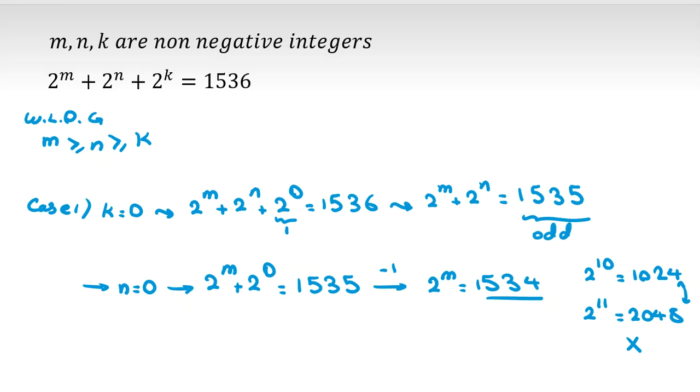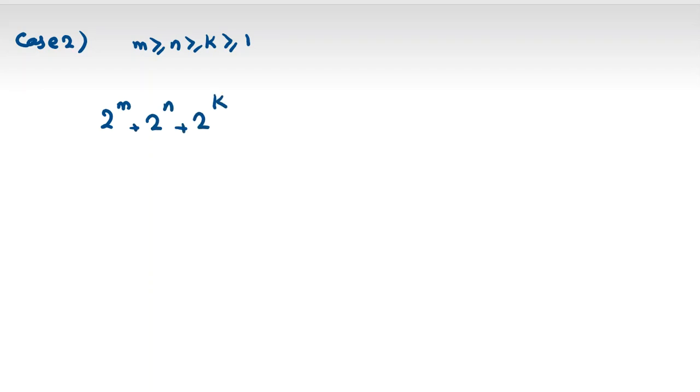Now let's focus on case 2, in which k is not 0. So in case 2, we can say, for example, m is greater than or equal to n, greater than or equal to k, and k is greater than or equal to 1. So 2 to the m plus 2 to the n plus 2 to the k equals 1536. So 2 to the m, 2 to the n, and 2 to the k are all even. I want to factor out 2. I can factor out what? 2 to the k.